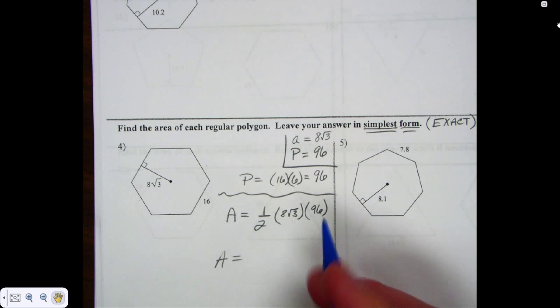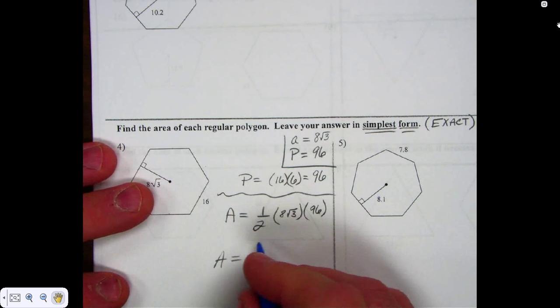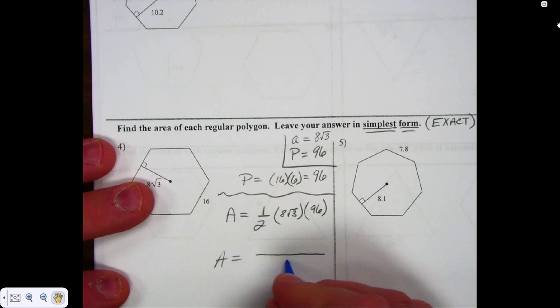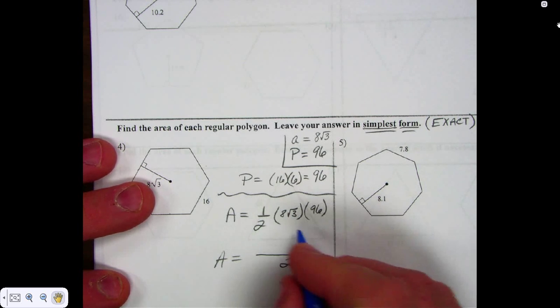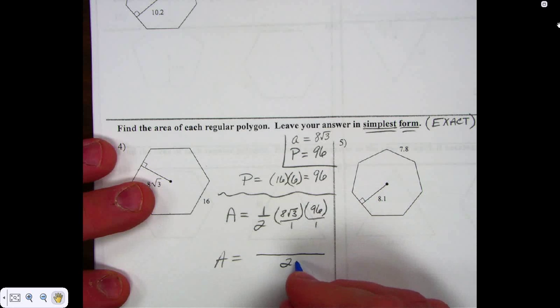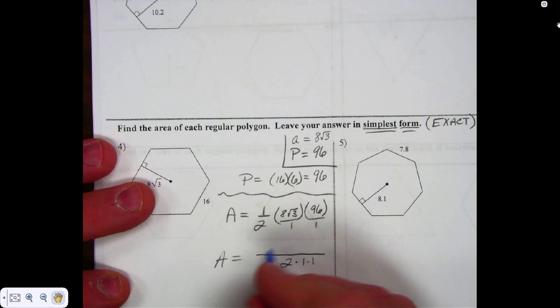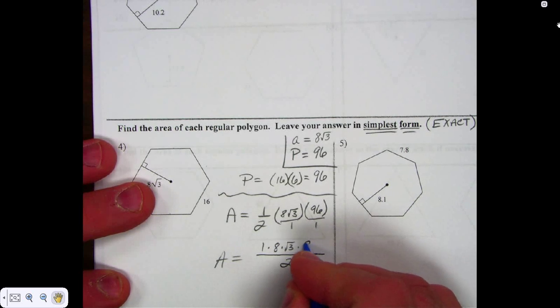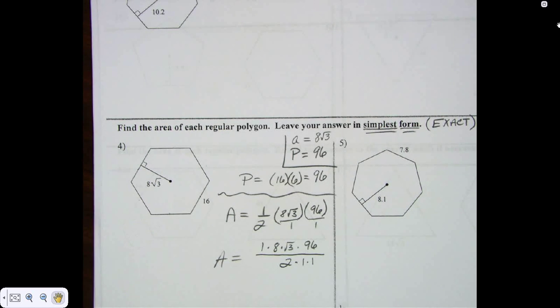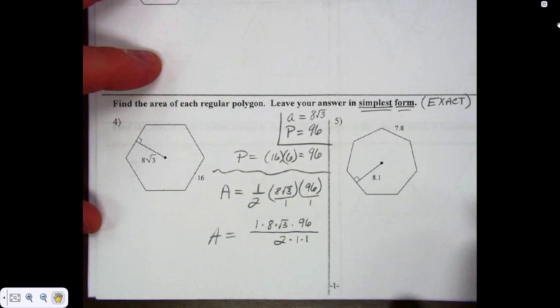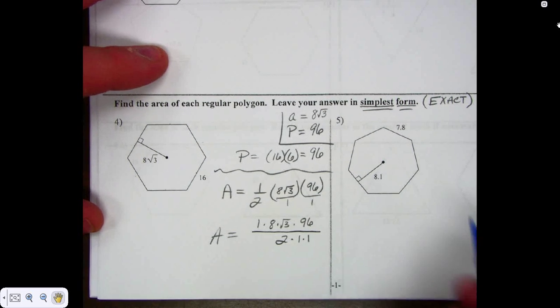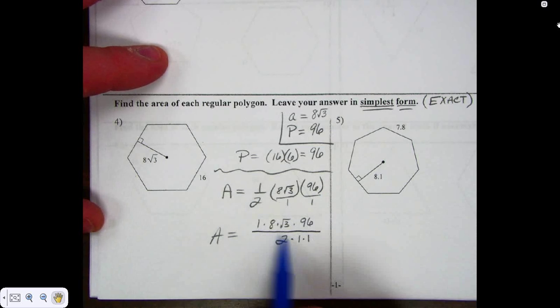Realize, and you don't have to necessarily write this step, but I want you to understand that here is what this problem is. There's a 2 on bottom, right? All of this is over 1 over 1. So it's basically 2 times 1 times 1. Do you see that on the bottom? On the top, it's 1 times 8 times square root of 3 times what? I'll give you a second to write this down if you need to. Everyone look up here. Do you understand how I'm getting that?